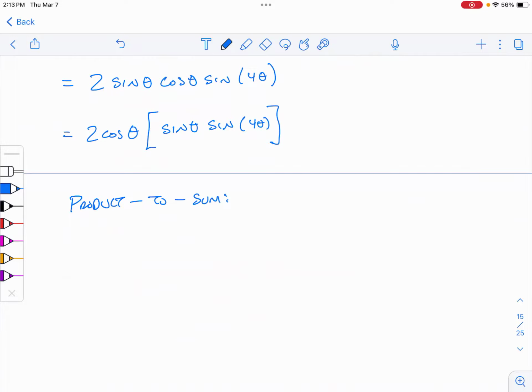That's the hardest part, is what do we do now? All right, so product to sum. So again, I'm going to grab the inside, I'm going to ignore the outside. Sine theta, sine 4 theta equals. All right, using the product to sum equation.